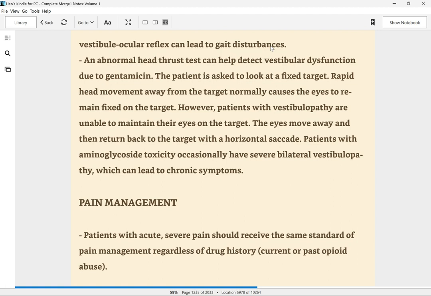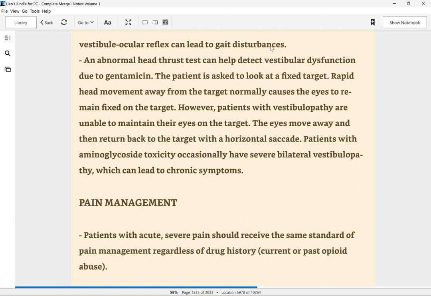The patient is asked to look at a fixed target. Rapid head movement away from the target normally causes the eyes to remain fixed on the target. However, patients with vestibulopathy are unable to maintain their eyes on the target. The eyes move away and then return back to the target with a horizontal saccade. Patients with aminoglycoside toxicity occasionally have severe bilateral vestibulopathy, which can lead to chronic symptoms.